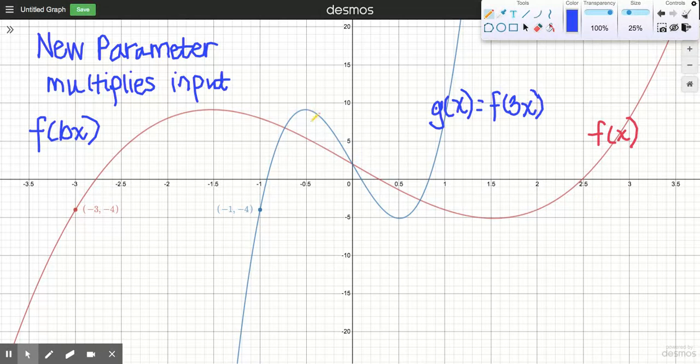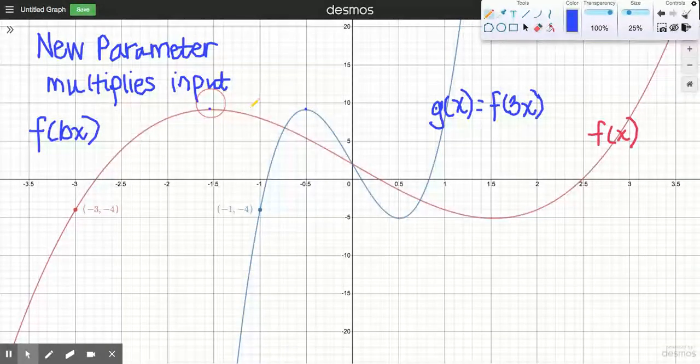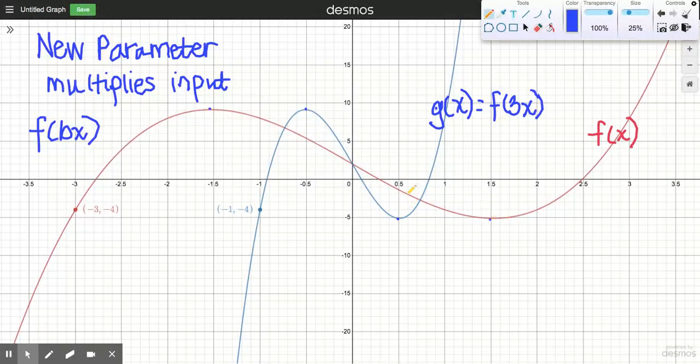We can tell it doesn't change vertically here because the high points are at the same height, the low points are at the same lows. This point right here at 0 is exactly the same. So what changed is the x values, the inputs. Now, when you multiply the inputs by 3, it actually is causing the graph to compress. All right, so it's maybe the opposite of what you would think. So let's think a little bit about why.